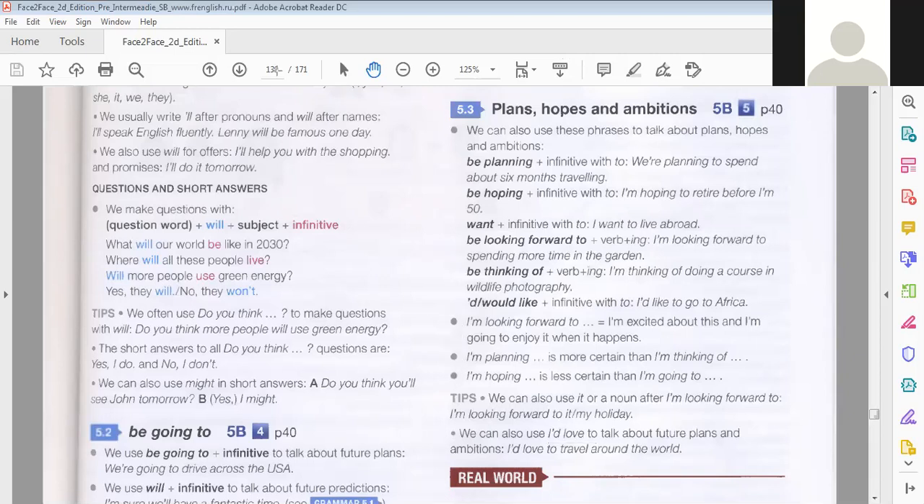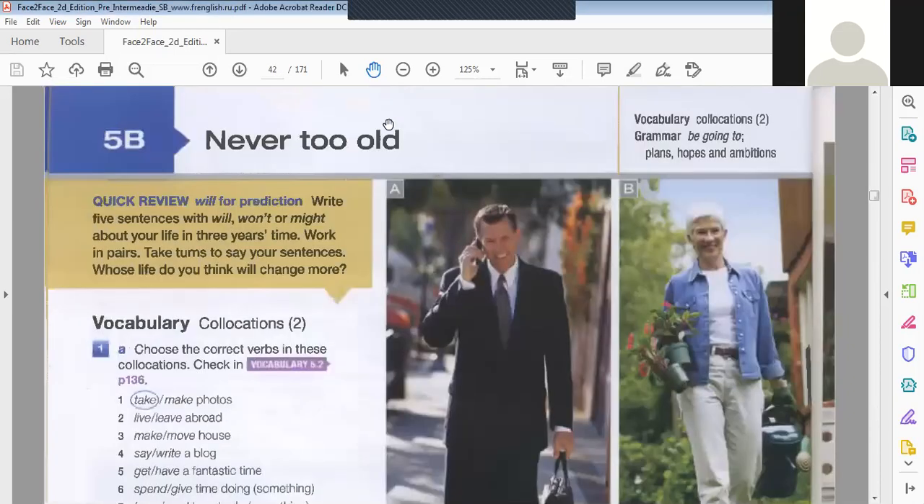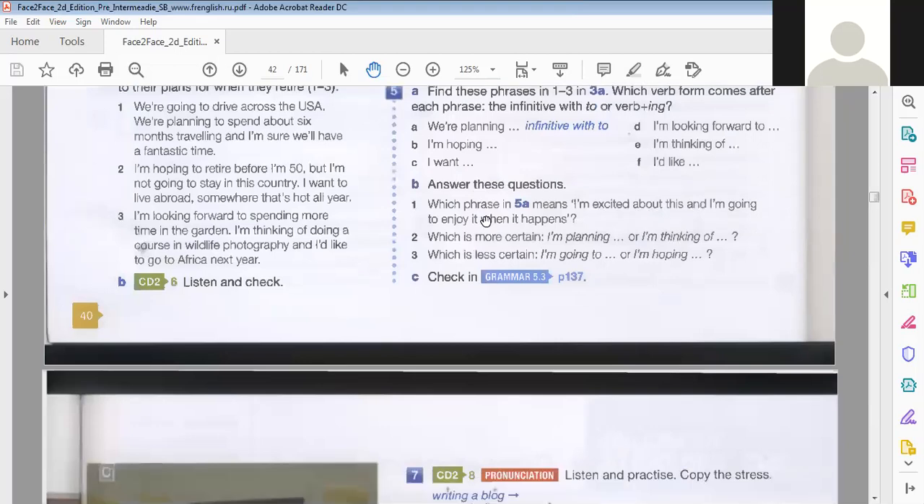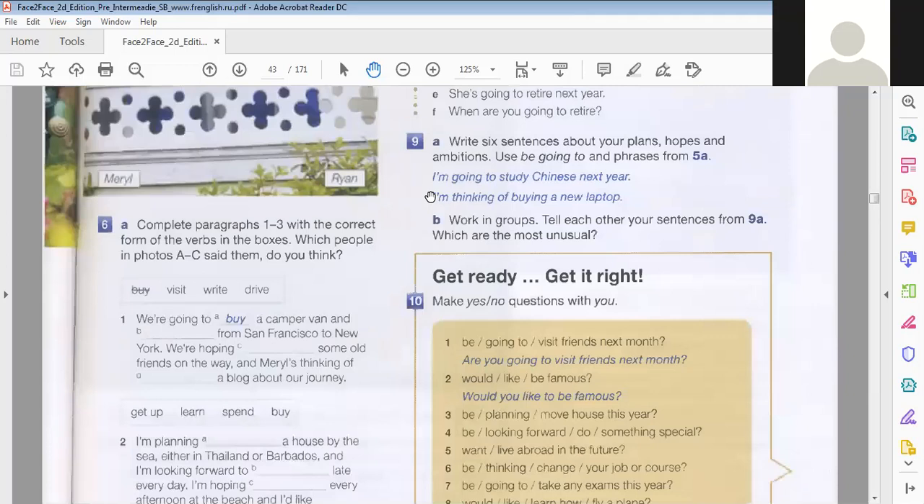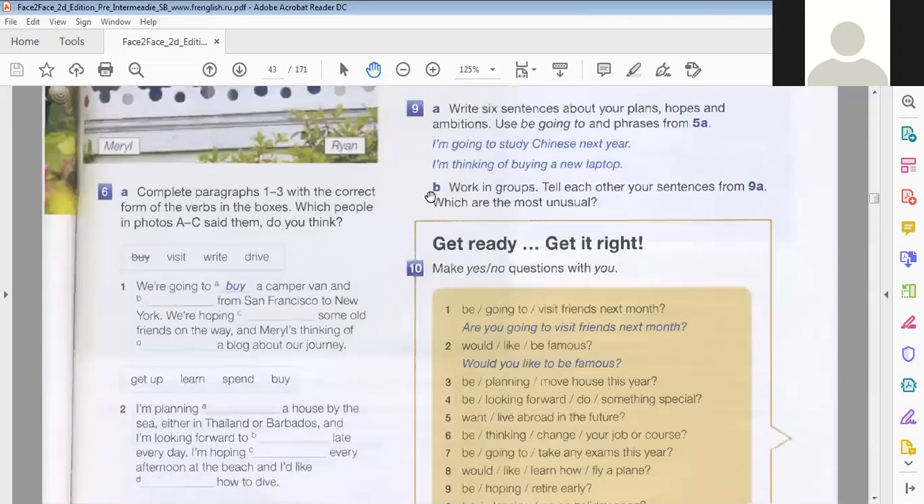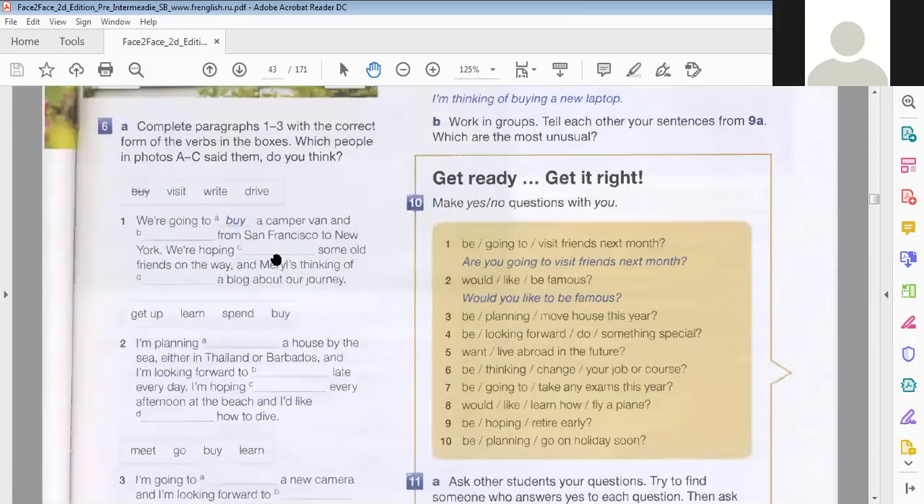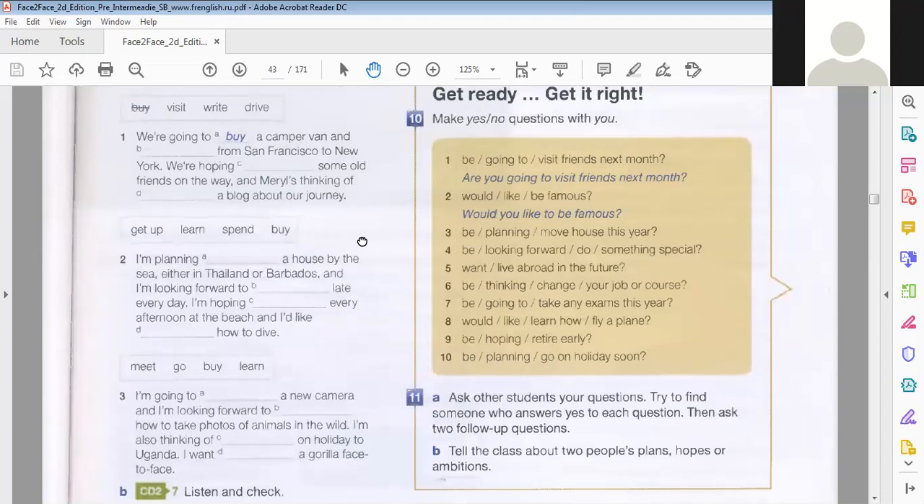All right, so let's go back. Let's do a little bit more in our lesson, maybe another exercise. So here we have a complete question. Now we want to complete these 3 paragraphs. It says complete paragraphs 1 to 3 with the correct forms of the verbs in the boxes. Then we have another question, which people in photos A to C said them, do you think? Let's finish the grammar part first and then we can do the second part.